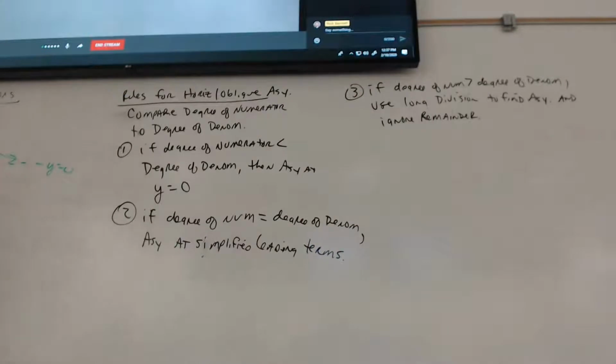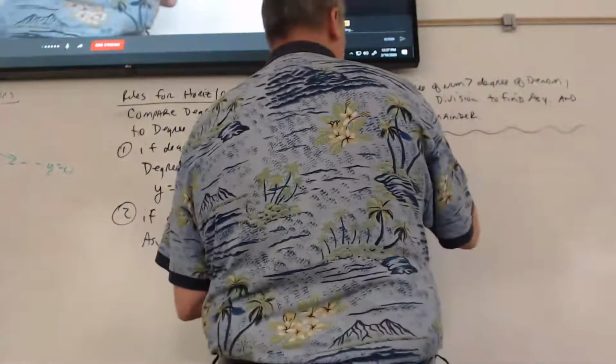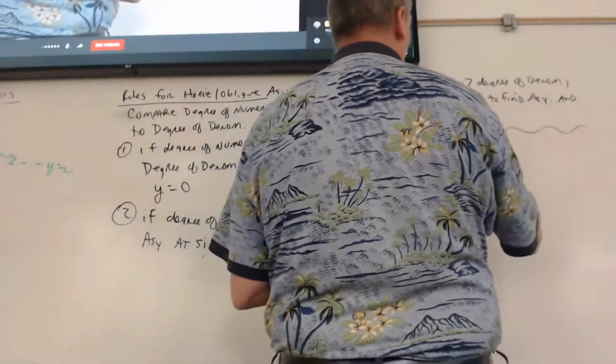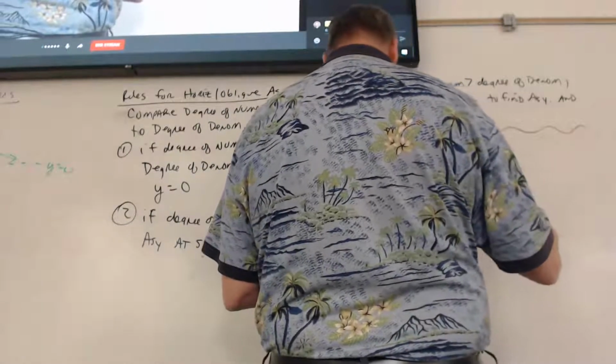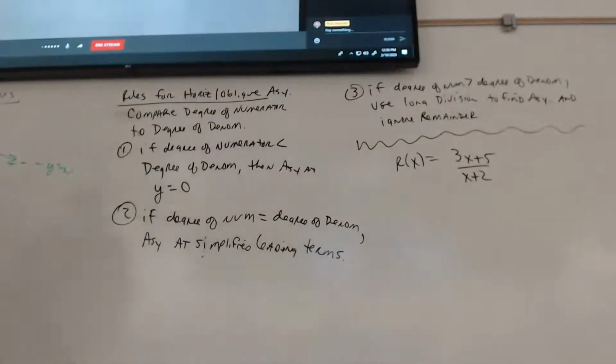All right. So let's do an example here. Let's say that I have some rational function r of x equals 3x plus 5 over x plus 2. Okay?